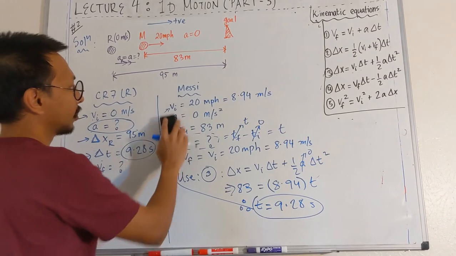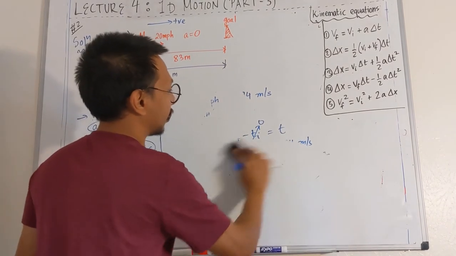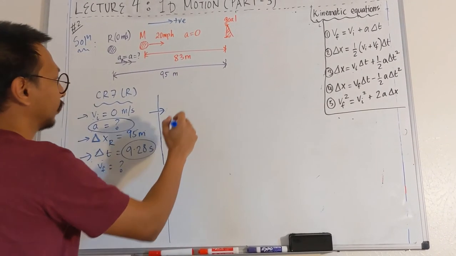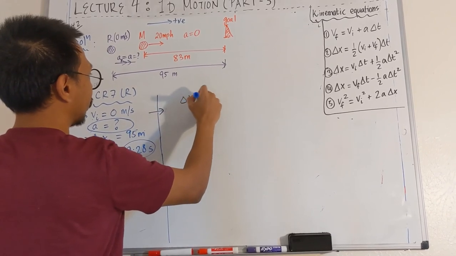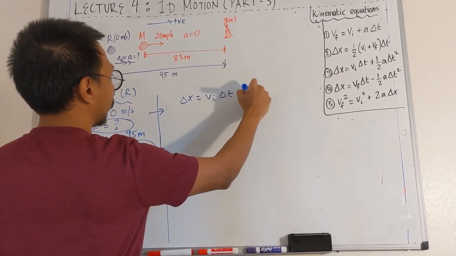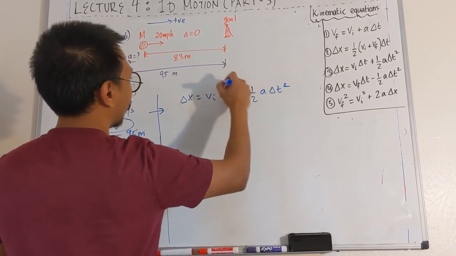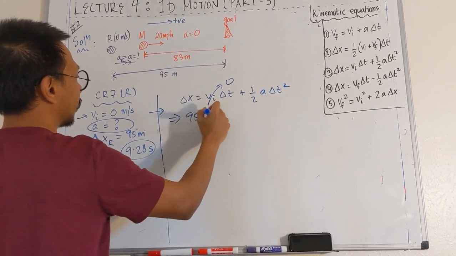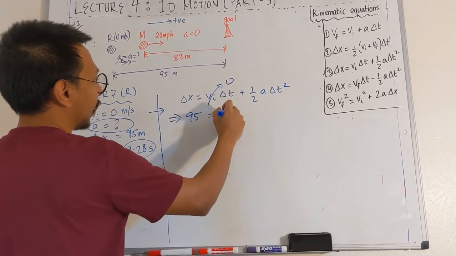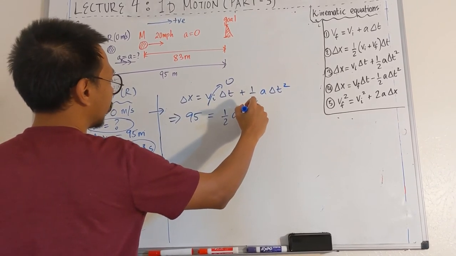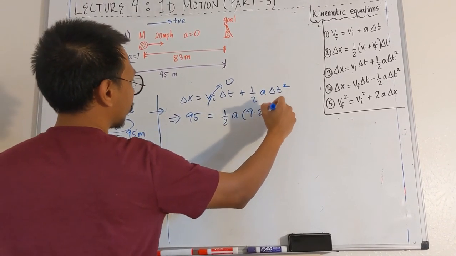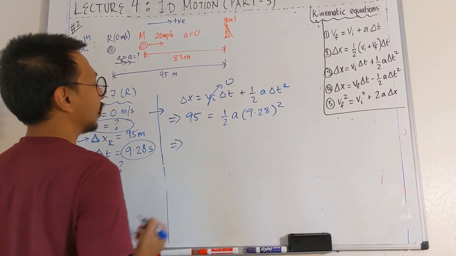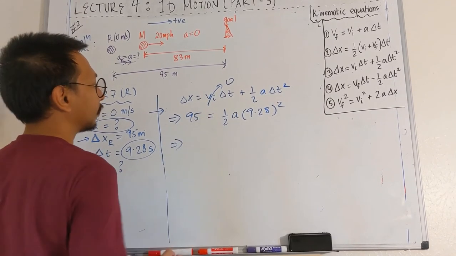So let's erase this side and make some room. So we have delta x equals Vi delta t plus 1/2 a delta t squared. So Vi for Ronaldo is 0, so this term goes to 0. Delta x is 95, 1/2 a delta t squared, which is 9.28 seconds squared, and we want to solve for a. How do we do that? Let's take the 2 to the other side by cross multiplying.